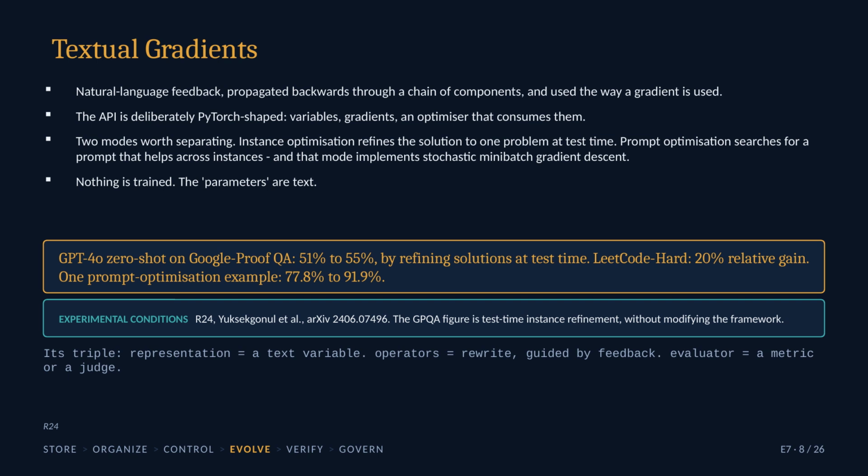Prompt optimization looks for a prompt that helps across instances, and that mode implements stochastic minibatch gradient descent, which tells you how seriously the analogy is meant. Reported: GPT-4o on Google-Proof QA from 51 to 55%, and 20% relative on LeetCode Hard. The word gradient in that name is doing more work than it can carry, which is the next two slides.